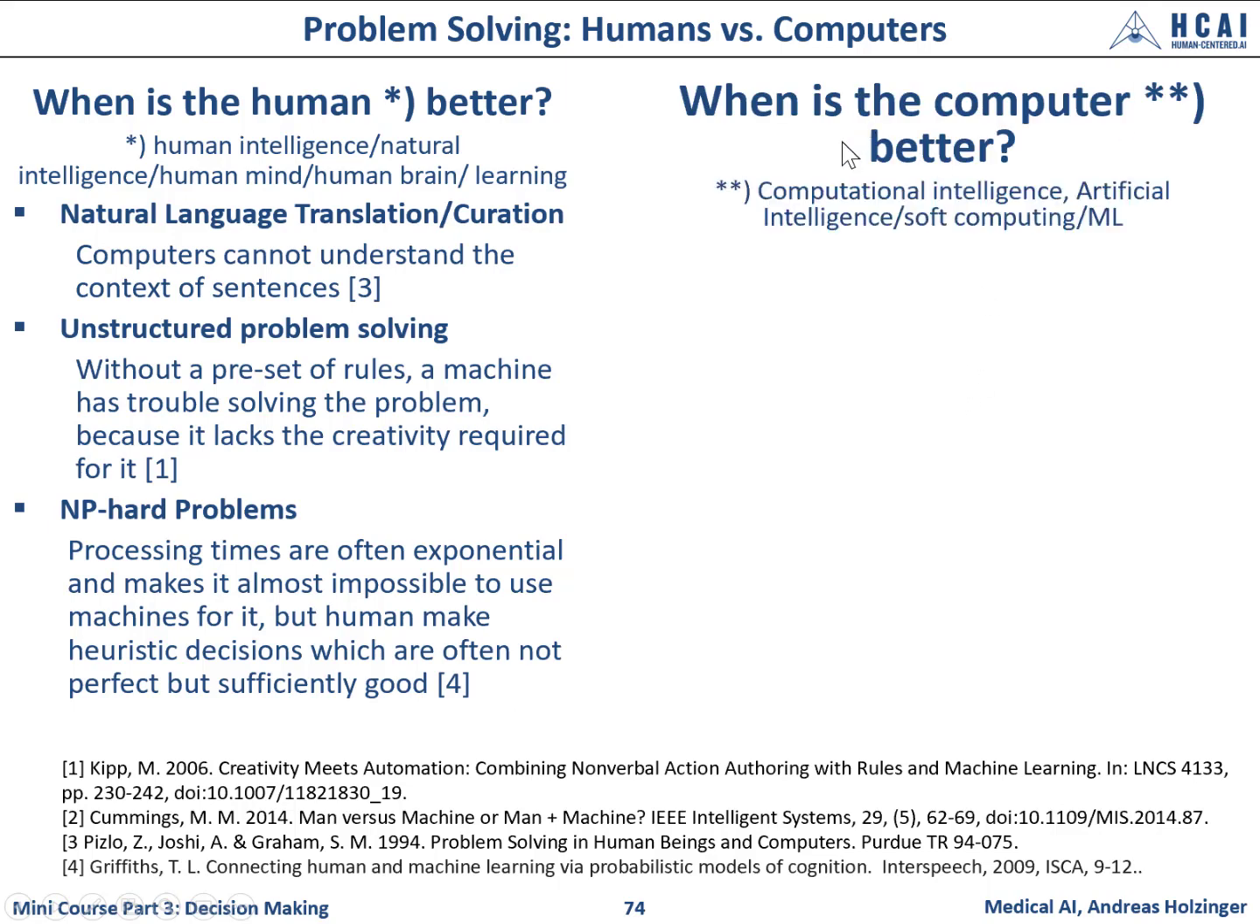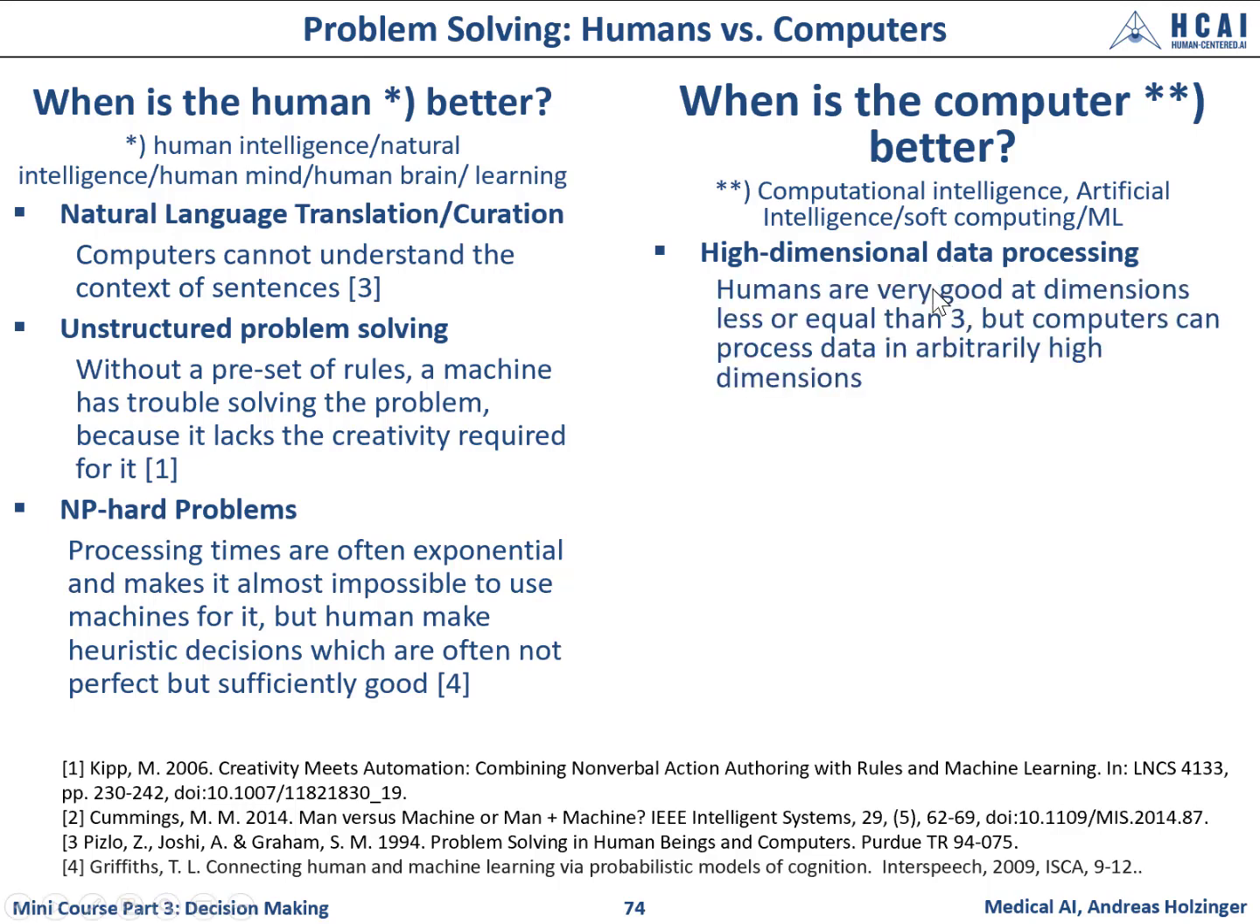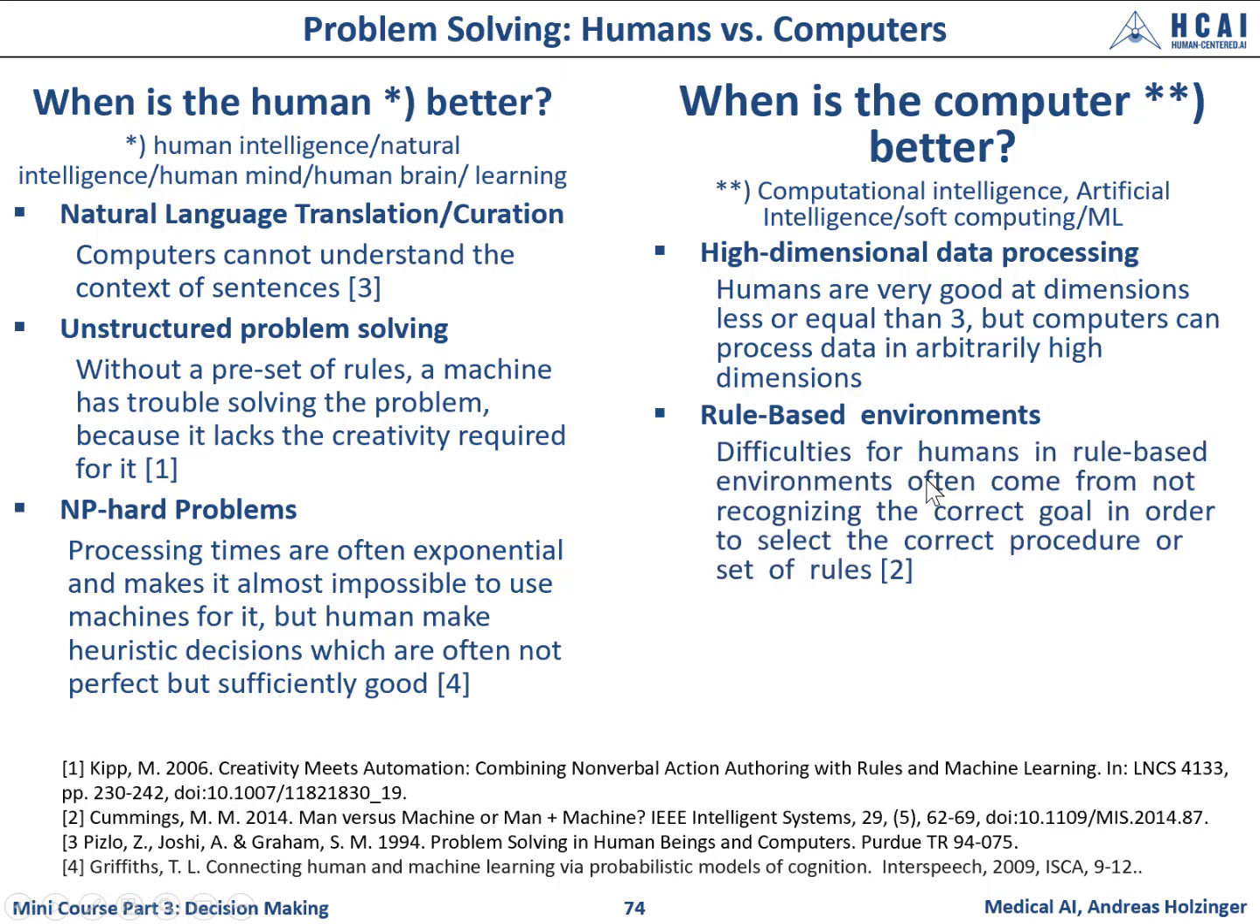Okay, when is the computer better? So the computational intelligence, artificial intelligence, soft computing, machine learning, however you call it. Whenever high-dimensional data is the case, and this is in the medical domain often the case, humans are very good at dimensions less than or equal to 3, but computers can process data in arbitrarily high-dimensional spaces. Then computers are better in rule-based environments. Difficulties for humans in rule-based environments often come from not recognizing the correct goal in order to select the correct procedure or a set of rules. So there the humans are not so good.